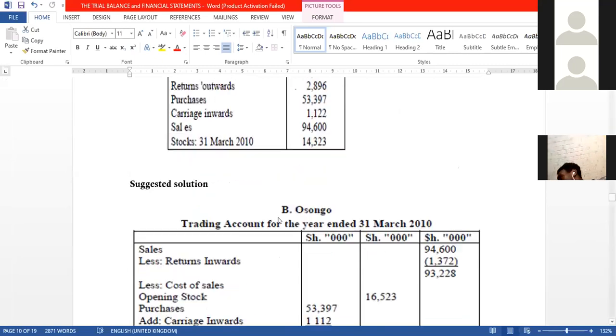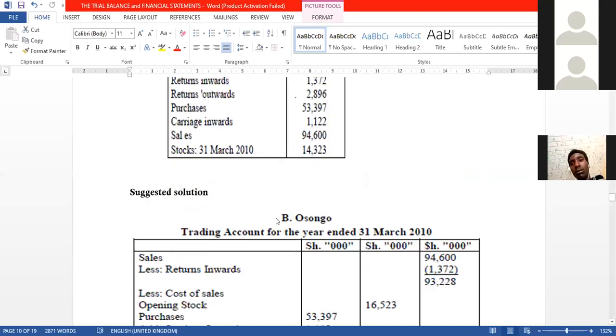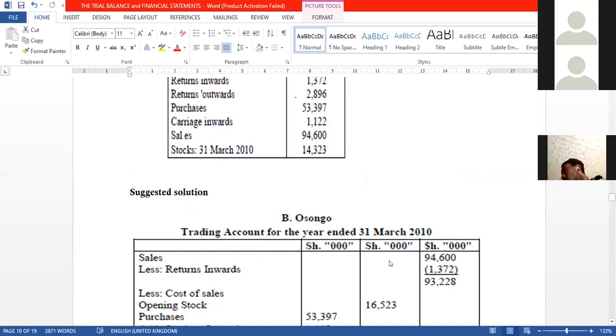Let me see. 53,397 plus 1122 equals 54,519, minus 2896. 2896, correct? You get 51,623, plus 16,523. You get 68,146, minus closing stock. What is the closing stock?